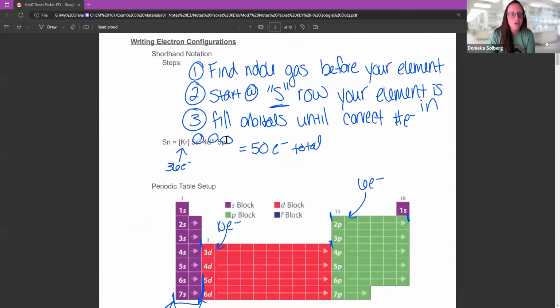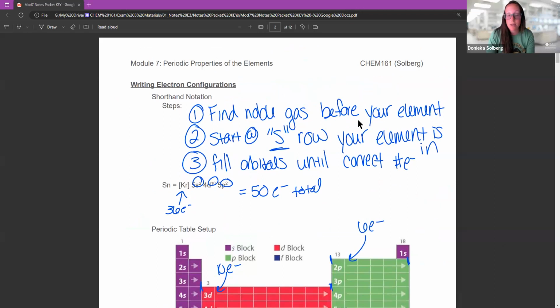Writing shorthand configurations. Remember what you want to do is find the noble gas that is before your element that takes up the first however many electrons. If it's neon, for example, it takes up the first 10. And then after that, you start at whatever row your element is in. So the next row, the s orbital. It should be your noble gas in brackets, and then something s2 and so on and so forth until you get the right amount of electrons. So this is krypton, 5s2, 4d10, 5p2. And then fill the orbitals until, like I said, you have the correct number of electrons.